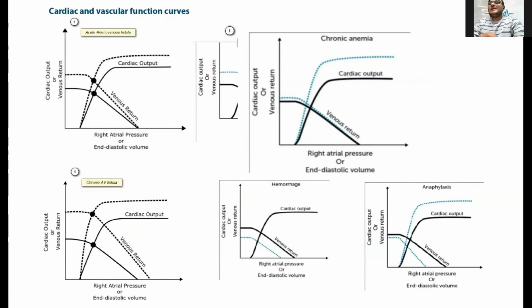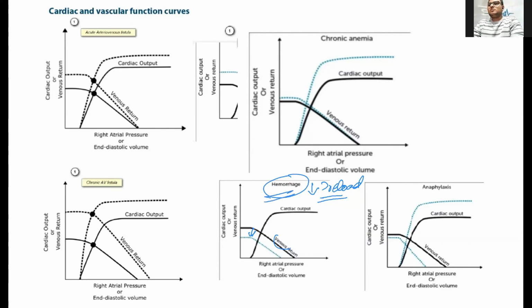Next, we discuss what happens in acute hemorrhagic conditions, in acute hypovolemic shock, hemorrhage condition. The preload will be less in these conditions. What will happen? The curve will go down like this. The dotted line is the curve which is different from this normal curve.